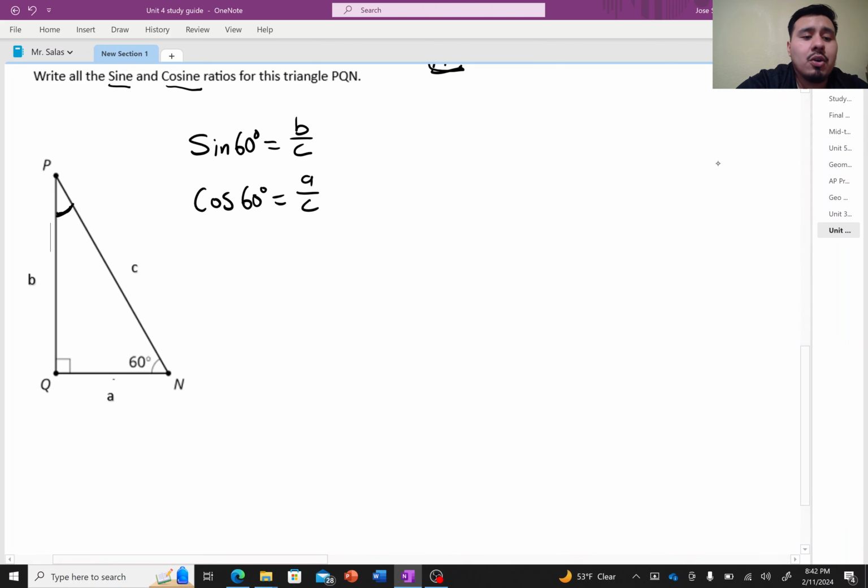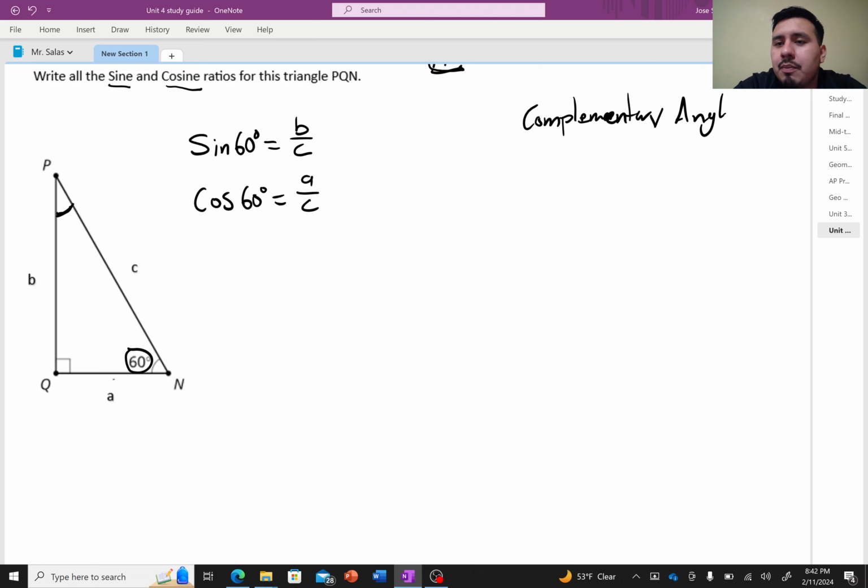That missing angle, well, it has to be the complement of 60 degrees. We know that complementary angles, I can't even spell complementary, I'm not sure if I spelled it correctly, tell you that 2 angles when added together equal 90 degrees. So 90 equals 60 plus some number.